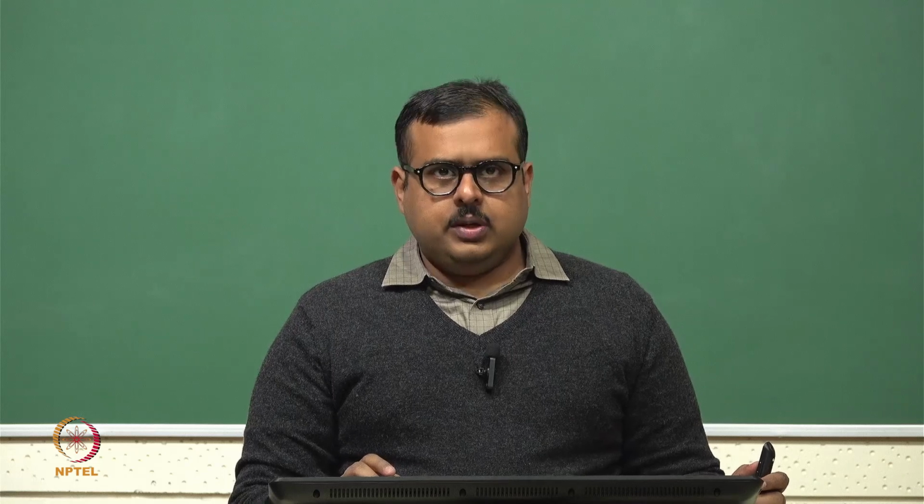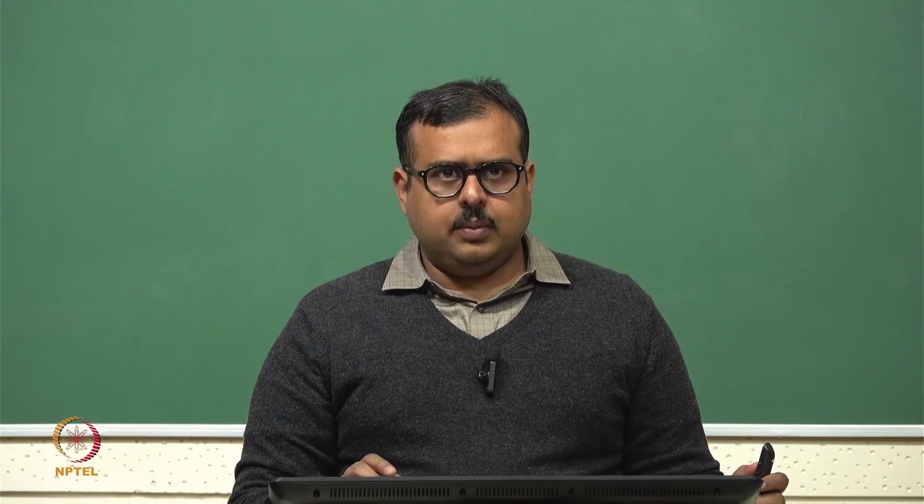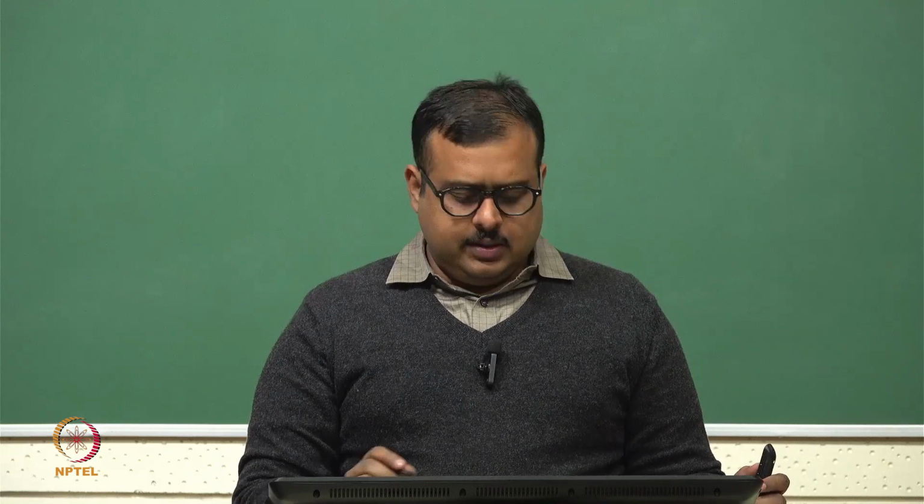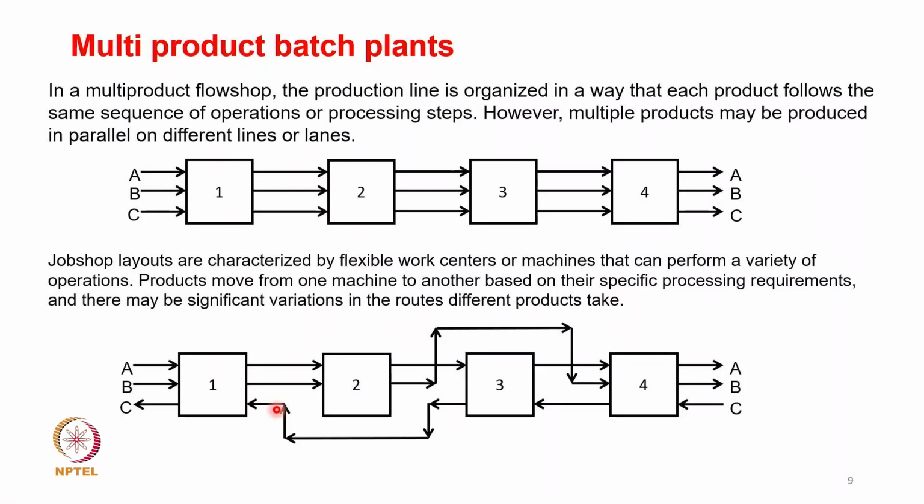Products move from one machine to another based on specific processing requirements, and there may be significant variations in the routes as well. You can see here that in this case everything is forward, while in this case some directions are backward, there are bypasses, recycles, and so on and so forth.